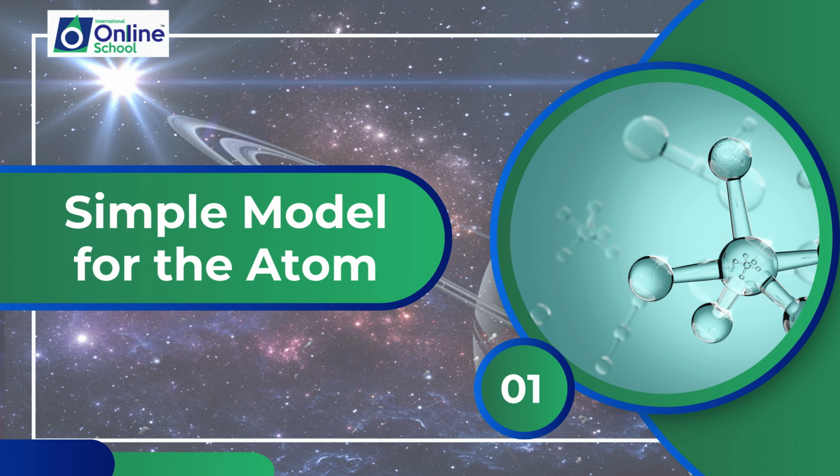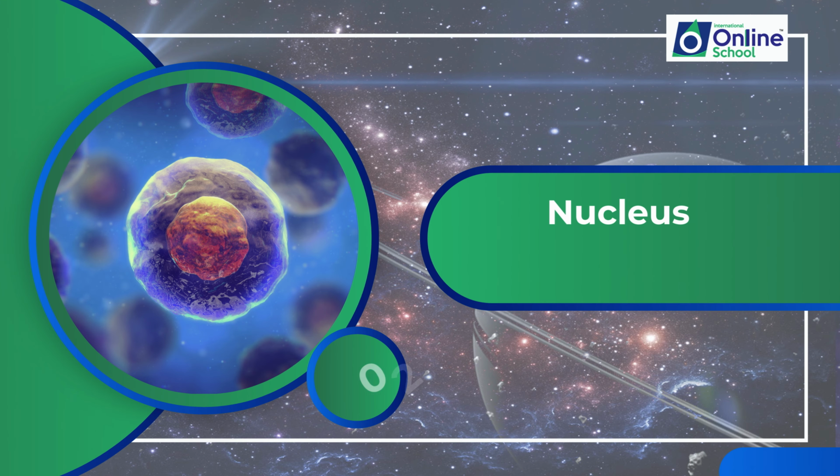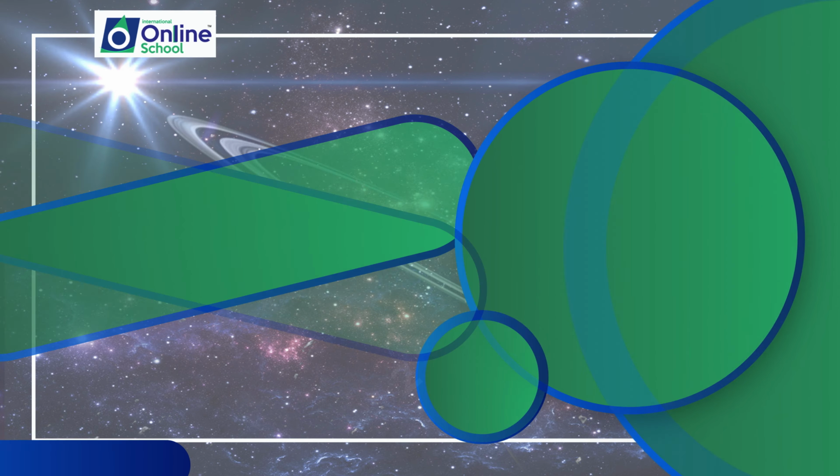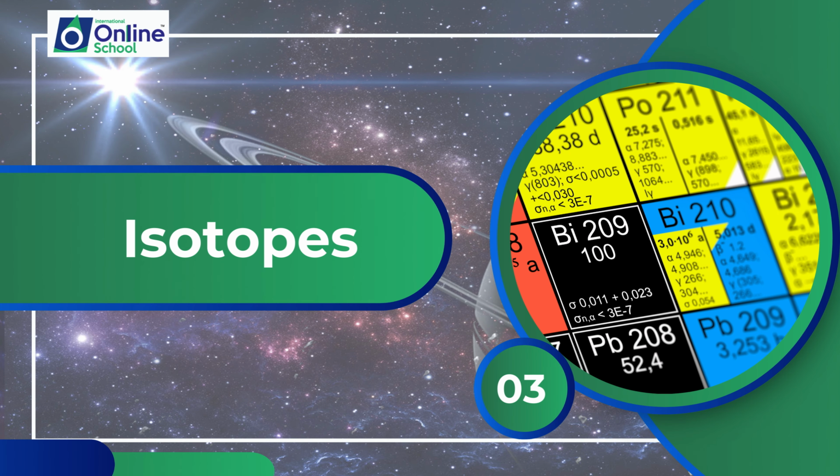Students will describe a simple model for the atom, including protons, neutrons, and electrons. In the next lesson, students will determine the number of protons, neutrons, and nucleons for the specification of a nucleus. Students will explain that an element can exist in various isotopic forms, each with a different number of neutrons. This lesson involves understanding the concept of isotopes and their relevance in the study of atomic structure.